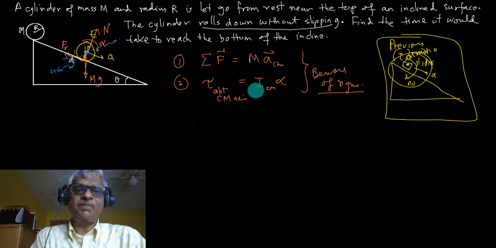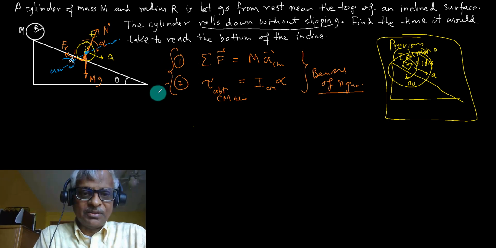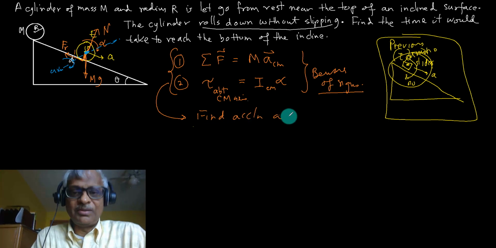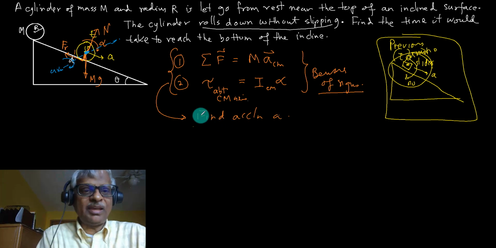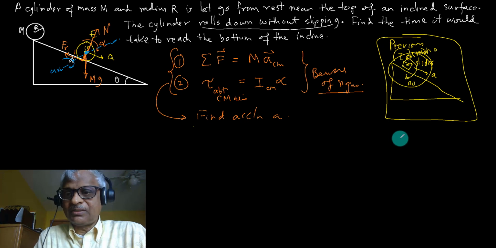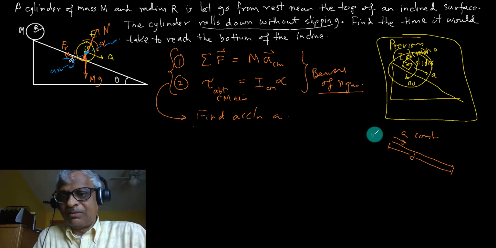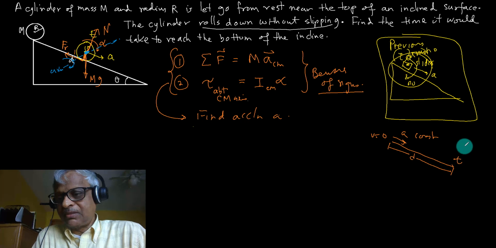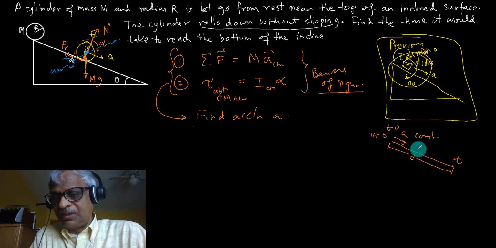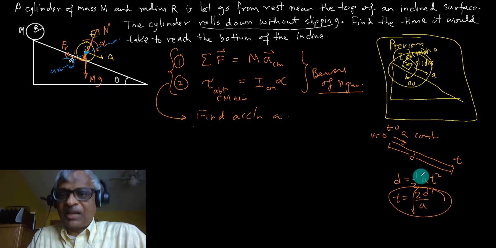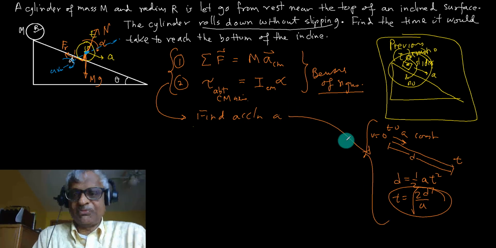Okay, so we put these together, and from this we can find the acceleration A. And once you find acceleration A, and it's constant, and you have to go a distance d, with v equal to 0 at time t equals 0, then you can show that d equals half a t squared, and so t equals the square root of 2d over a. So that will be the answer.